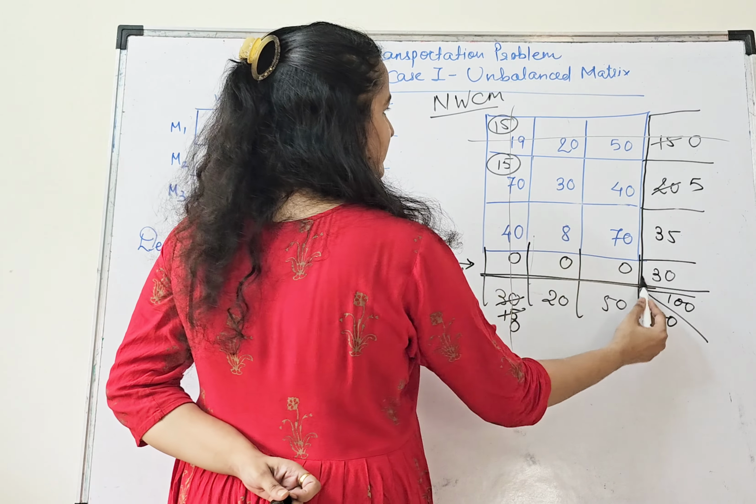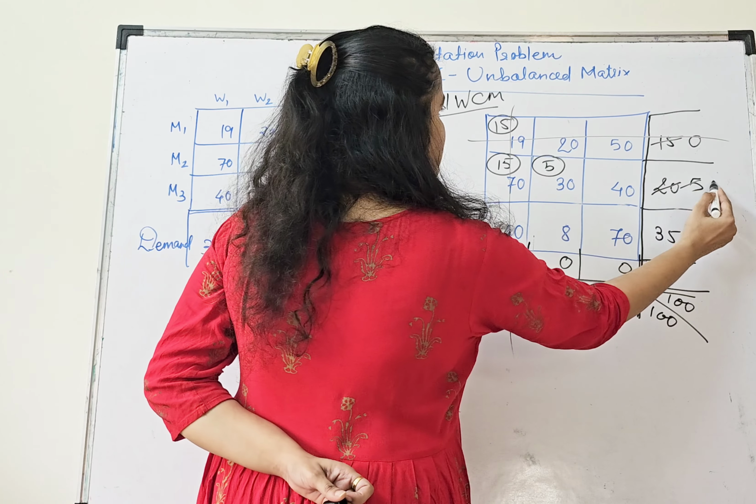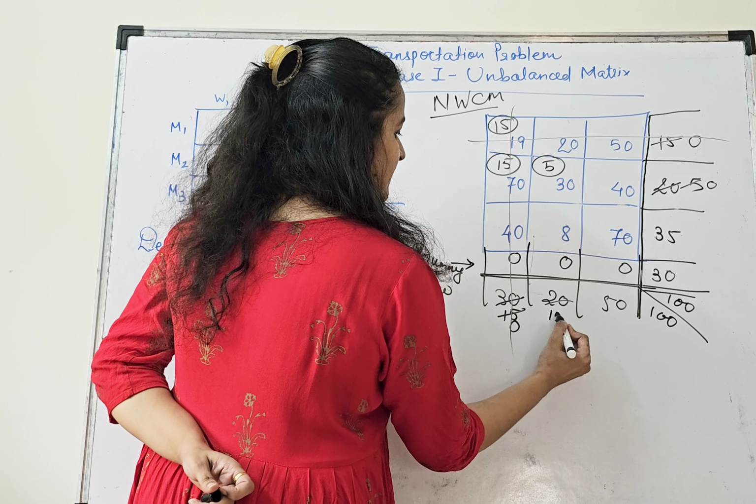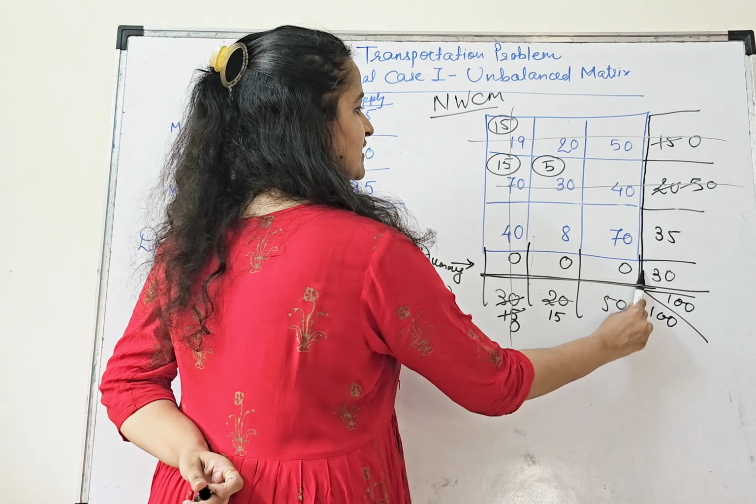Now from this matrix, the allocation would be here. How much allocation? 5 allocation would be done. This gives me 0 and 5 will make it 15. Whatever becomes 0, cut it. Now the remaining cost matrix is this much.